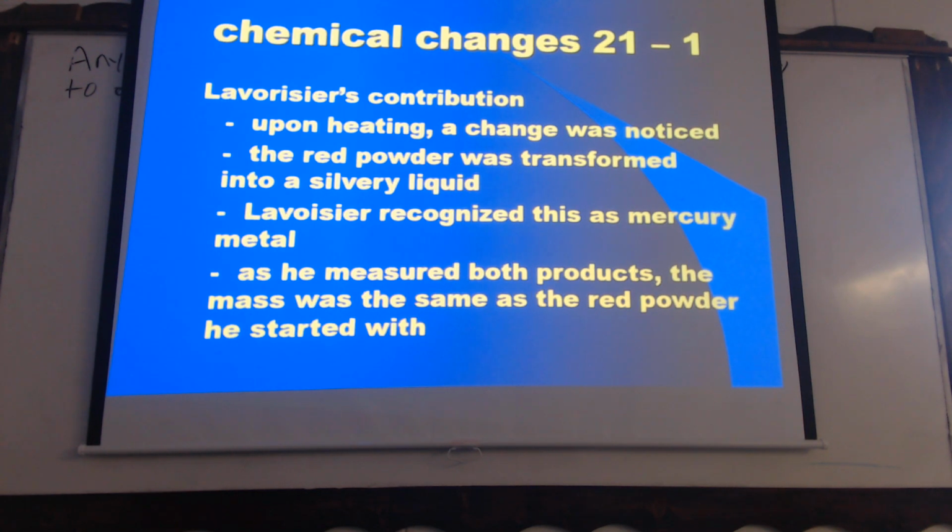Upon heating, a change was noticed. The red powder was transformed into a silvery liquid. Lavoisier recognized this as mercury metal. As he measured both products, the mass was the same as the red powder he started with.